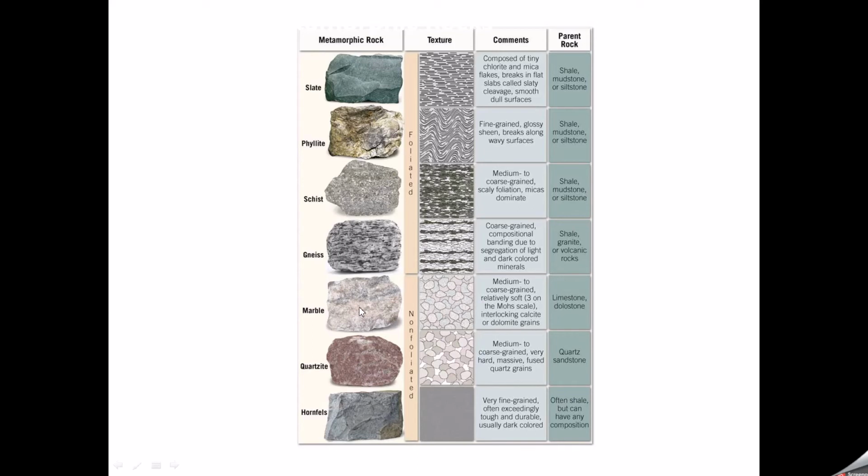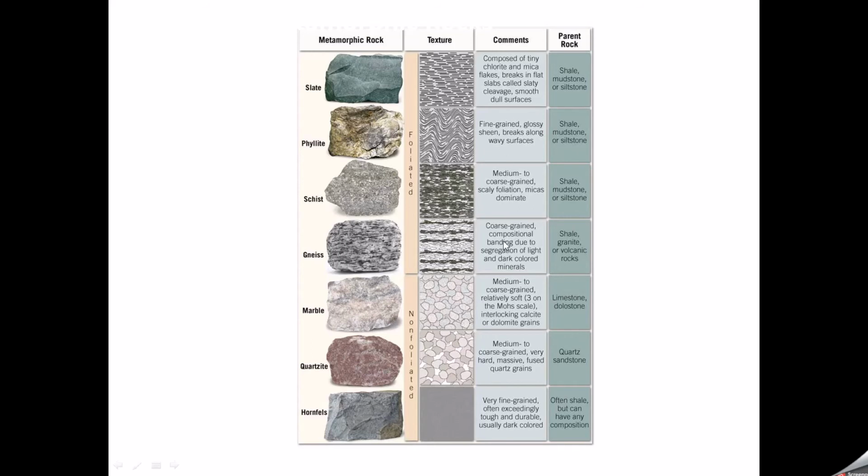The non-foliated: marble, quartzite, hornfels. Marble, the parent of the marble is dolomite. You see the crystals locked up, no space between crystals. Quartzite, coming from quartz sandstone parent. Hornfels, the parent is mostly shale. Okay?